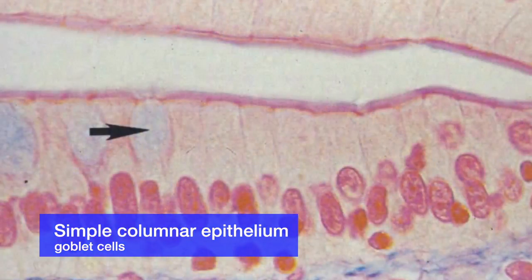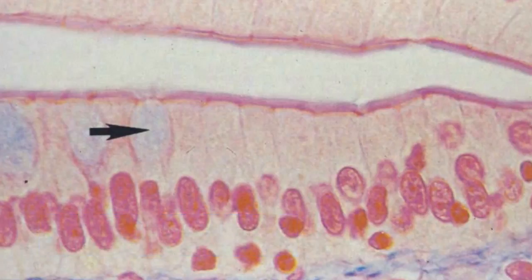Again, simple columnar epithelium. So the level of the nuclei is the same, and the shape looks oval, and the cells all extend from the base to the apical surface. And the arrow is pointing at a goblet cell.